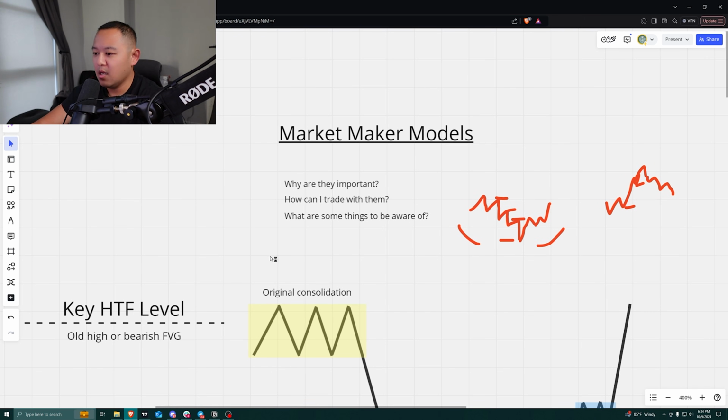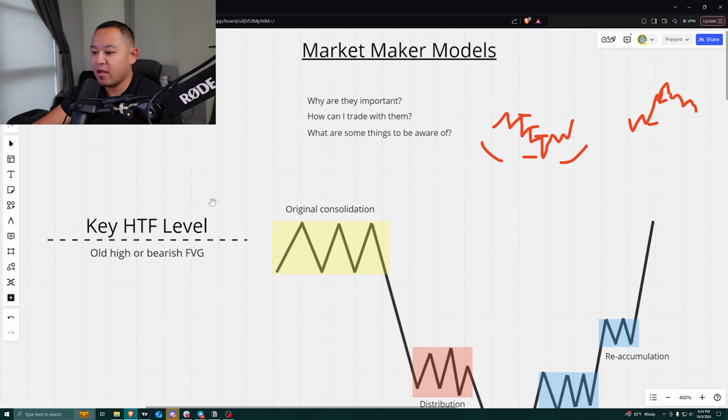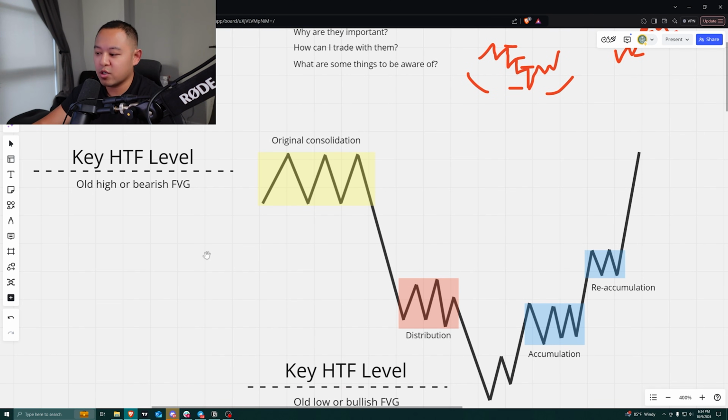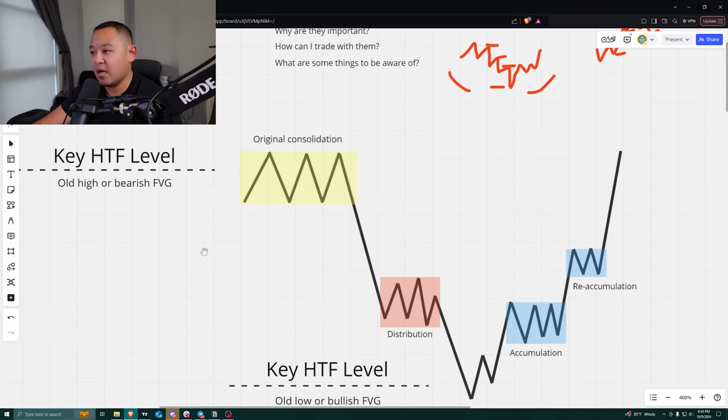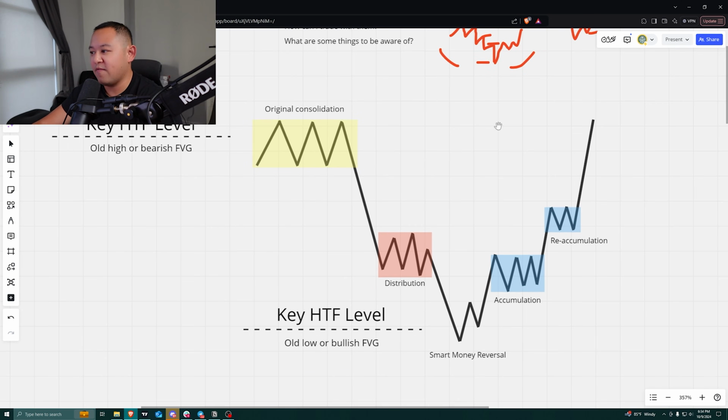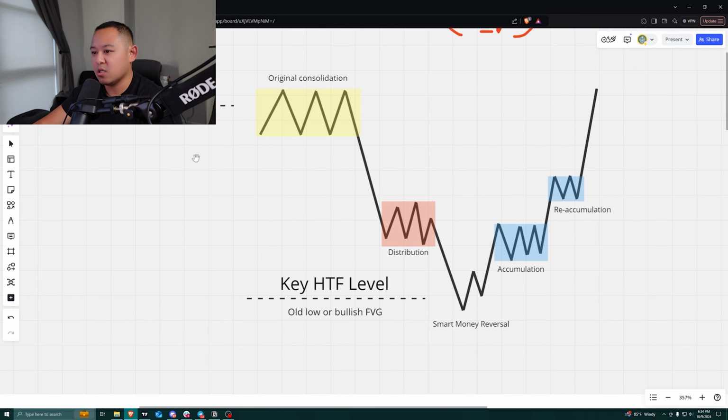All right. So, why are they important? Obviously, again, we're just looking to understand the market condition. Is this market predisposed to go higher or lower? Or is it going to go sideways? All right. So just a very quick visualization of what we should be expecting. We have a key higher time frame level. This could be in the form of an old high or a bearish fair value gap, bearish order block, just something that would possibly cause the market to turn around.